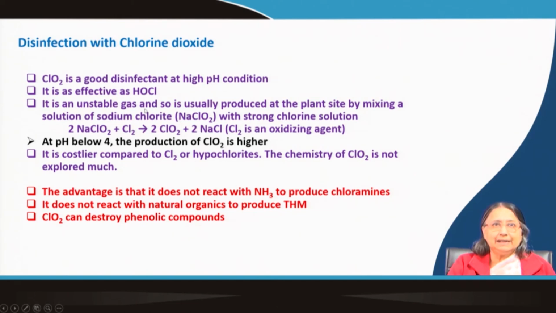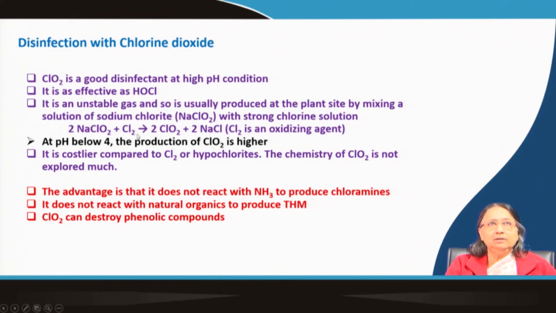It is an unstable gas. This is a gas, not a solid like CaOCl2 or NaOCl, which are solids we can use. Solid is better, you can carry it from one place to another. If it is liquid, it is still okay, but if it is a gas you cannot carry it. This is a disadvantage for chlorine dioxide. It is an unstable gas and it has to be produced on the site itself, where you want to disinfect. This is a great disadvantage, and how can you produce it?